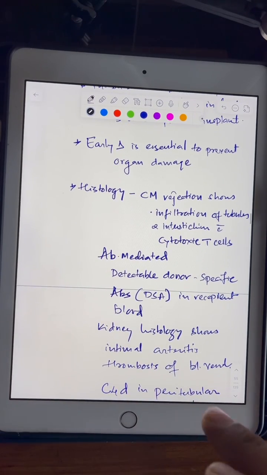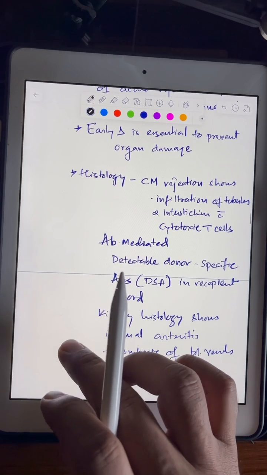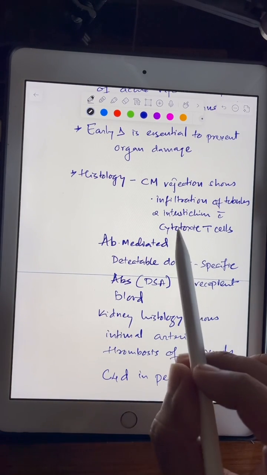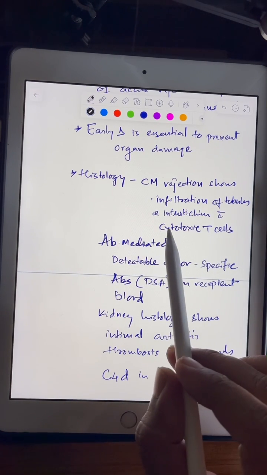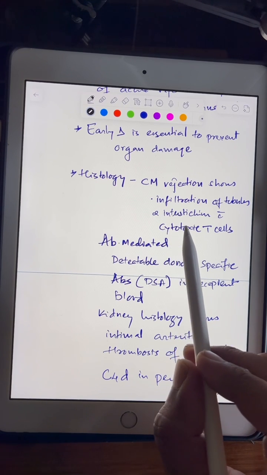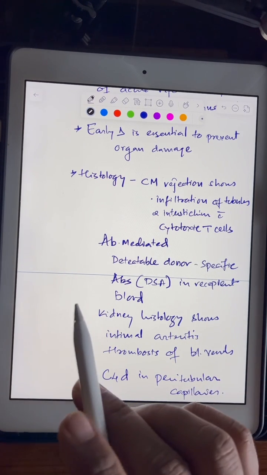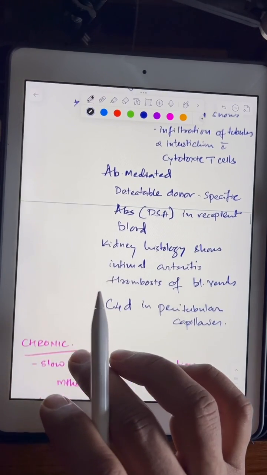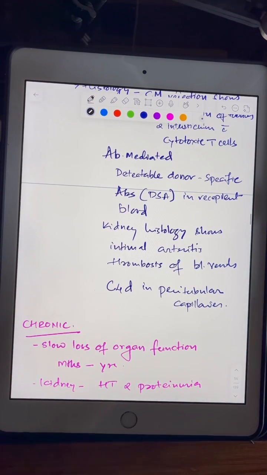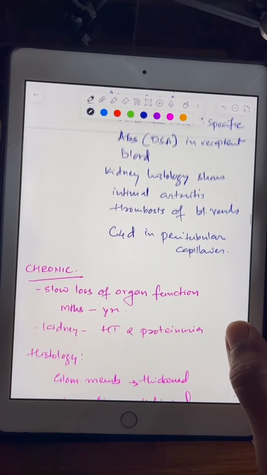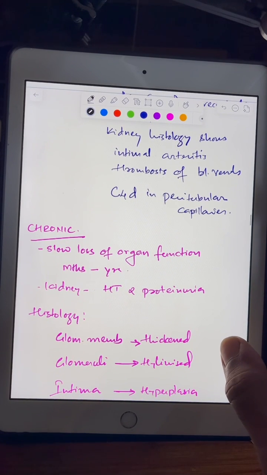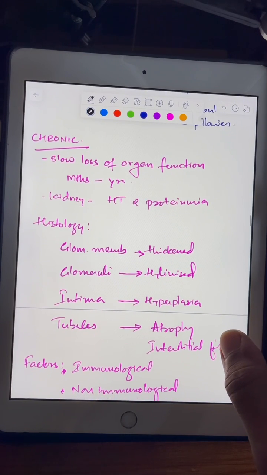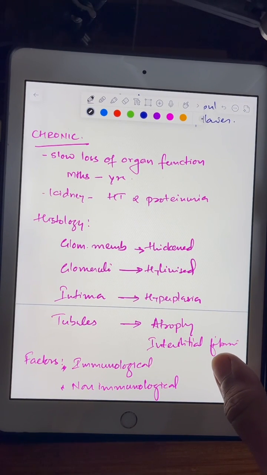Histology in cell-mediated rejection shows infiltration of tubules and interstitium with cytotoxic T cells. If it is antibody mediated, donor-specific antibodies are detected in recipient blood. Kidney histology shows intimal arteritis, thrombosis of blood vessels, C4d in peritubular capillaries.